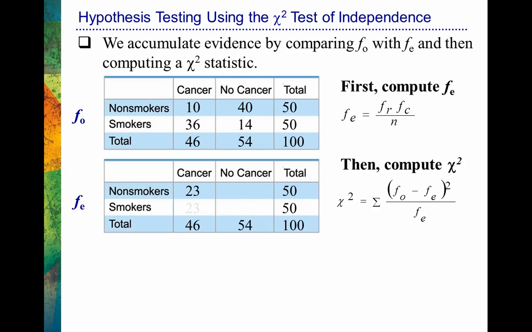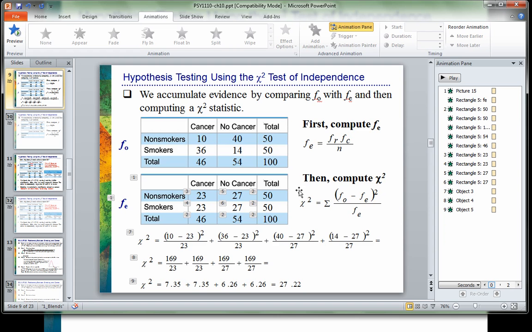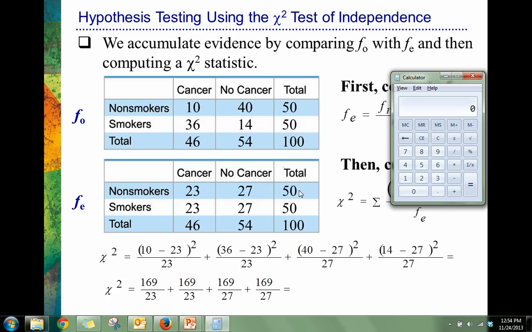Sorry about that. Let me just catch us back up. Here's where we were. So let's work on those fractions. In this particular case, let me find my calculator. We've got 169 divided by 23. That equals 7.347. We'll just call that 7.35.